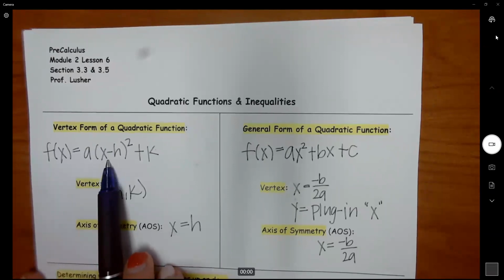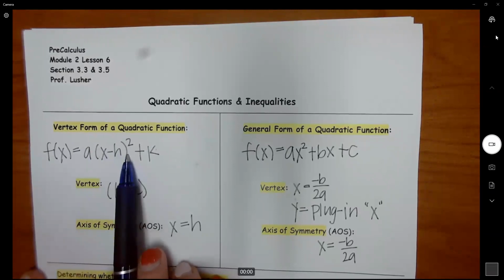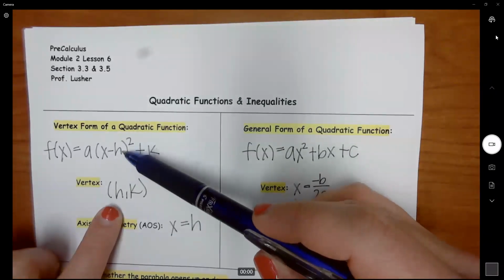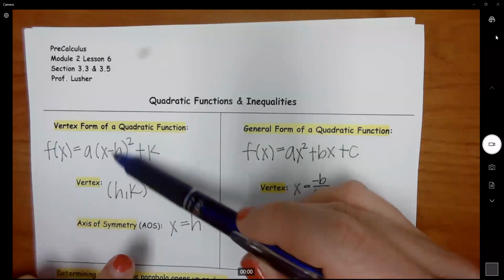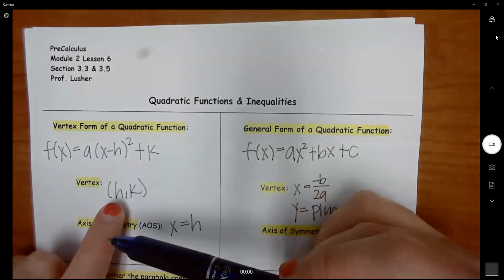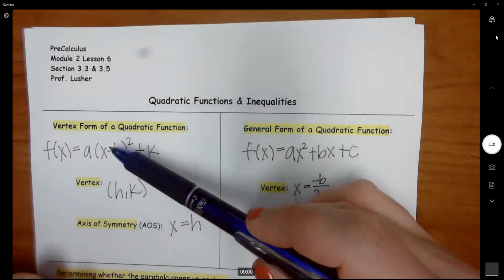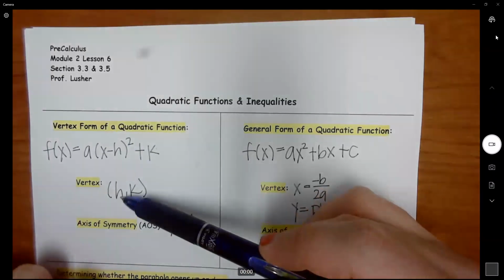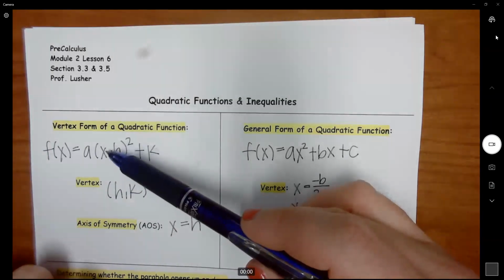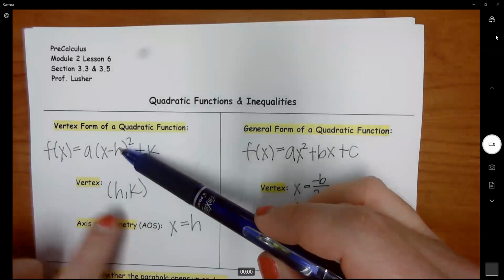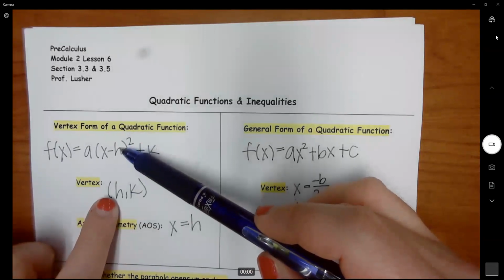When you're given the vertex form, you're going to see some parentheses, and then your vertex is (h, k). Notice that your h in the formula is a minus h, but in the vertex, it's positive. You're always going to switch that sign. So if this is minus 5, then this is 5. If this is plus 5, then this is negative 5. You have one that's a negative h, one that's a positive h, so you're switching that sign.